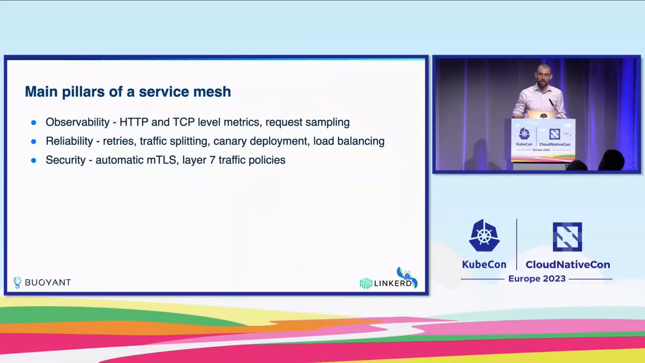Again, I tend to think of service meshes with respect to three main pieces of functionality that you get when you adopt one. First of all, you have observability. This is something that you want in a distributed system because you really want to know what's happening in your services. Service meshes give you golden metrics across all of your services, things like HTTP and TCP level metrics, request sampling, and all of that. On the reliability front, you get retries, circuit breaking, automatic canary deployments based on the success rates of your new rollout, and all of these nice things to keep your systems running reliably.